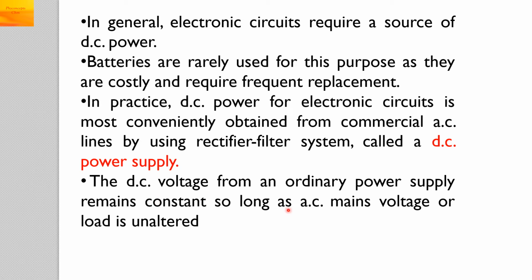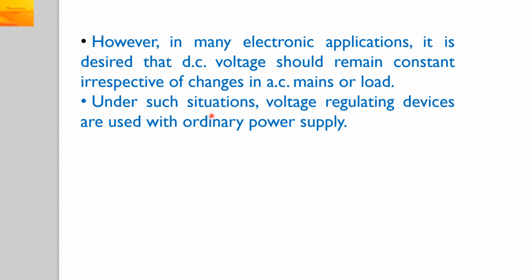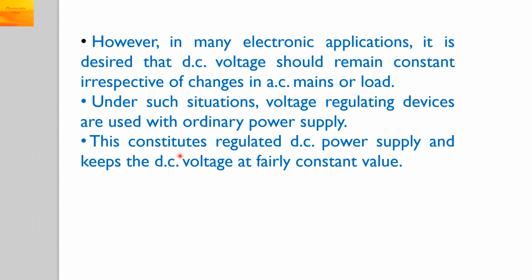The DC voltage from an ordinary power supply remains constant so long as the AC mains voltage or the load is unaltered or unchanged. However, in many electronic applications, it is desired that the DC voltage should remain constant irrespective of changes in AC mains or load. Under such situations, voltage regulating devices are used with the ordinary power supply. This constitutes a regulated DC power supply and keeps the DC voltage at a fairly constant value.